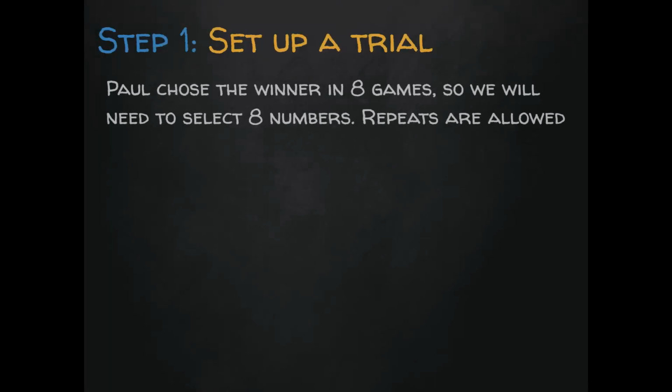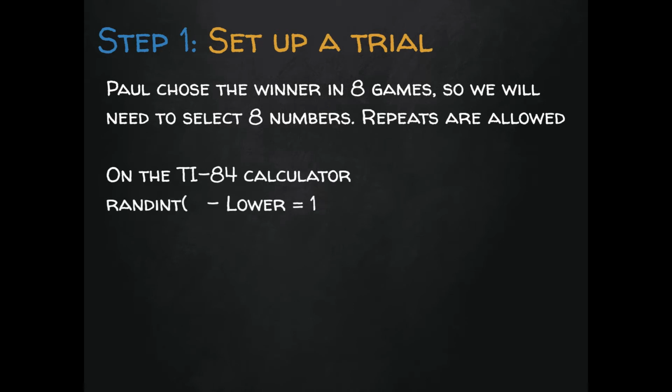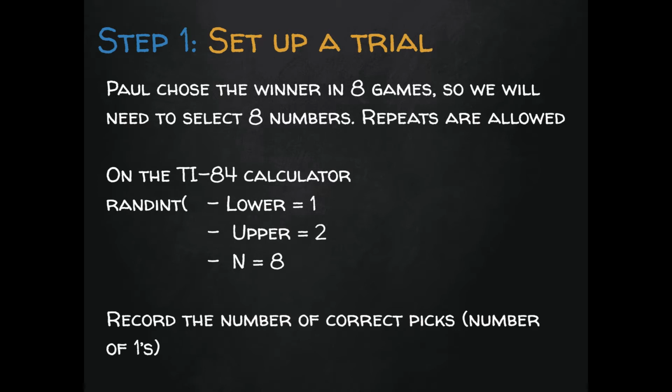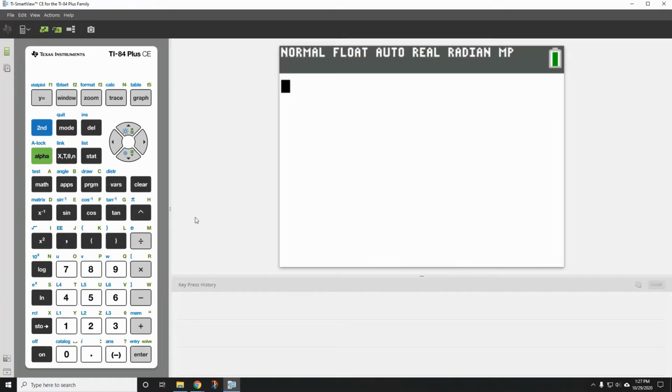So what we're going to do is select 8 numbers to represent the 8 games that Paul chose. Here, repeats are allowed since each number represents the outcome of a different game. Remember, on your TI-84 calculator, you can use the randInt function with a lower of 1, an upper of 2, and we want to select 8 at a time. We're going to record the number of correct picks, or the number of ones, from each of our trials. Let's go to the calculator and see what that looks like.